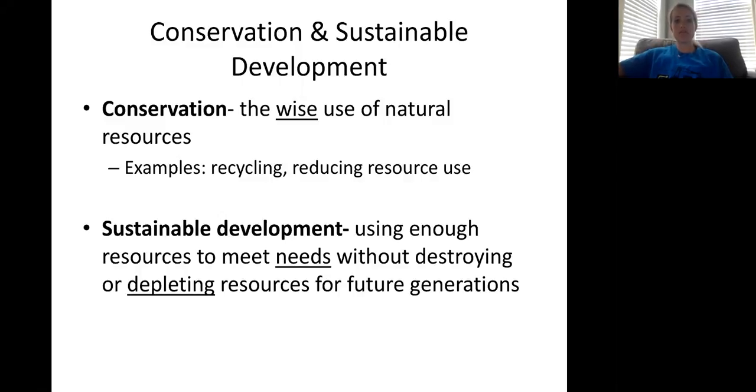So what is conservation? What I say is conservation is the wise use of natural resources. So using what we have, but let's recycle, reducing resource use, only using what you need to use. It's having a conservative mindset with the environment and our natural resources. And then sustainable development is using enough resources to meet your needs without destroying or depleting resources for future generations.